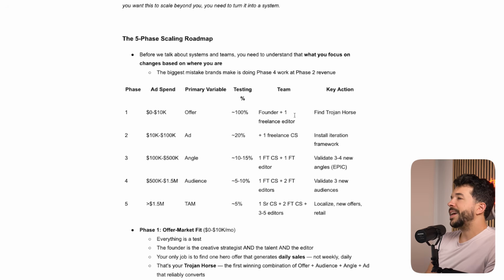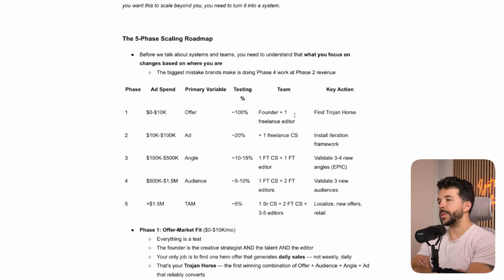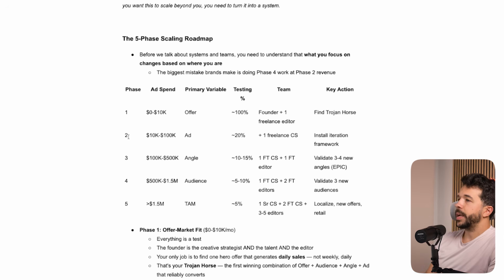This is where usually you have one freelance editor and the founder creating the ads. And the key action here, the main focus, is finding a Trojan horse. The Trojan horse is basically a combination of the offer, audience, and angle, something that can get you to spend $10,000 a month profitably. Then phase 2, and by the way, phase 1 is the most difficult, the most annoying, where you want to get out as fast as you can.